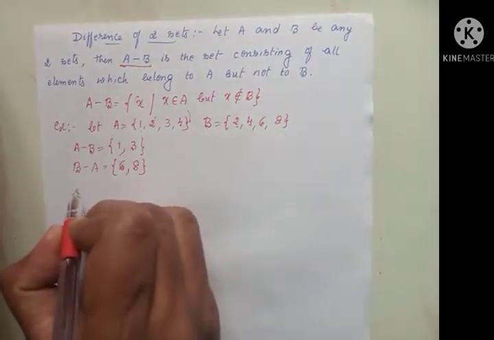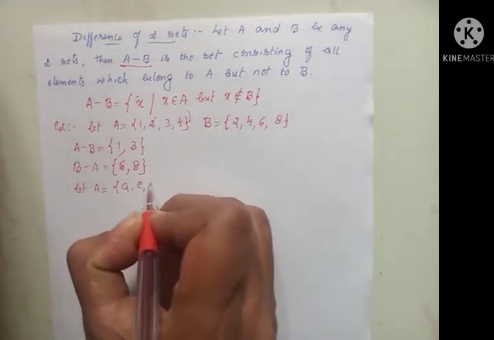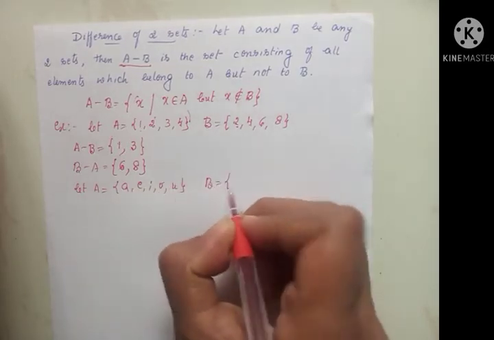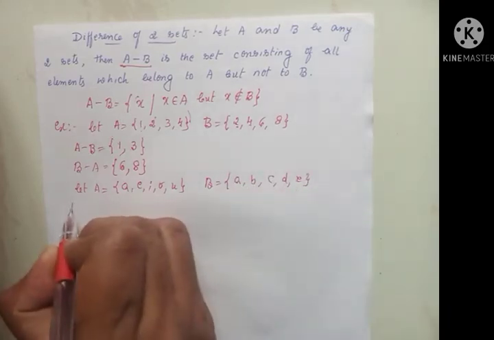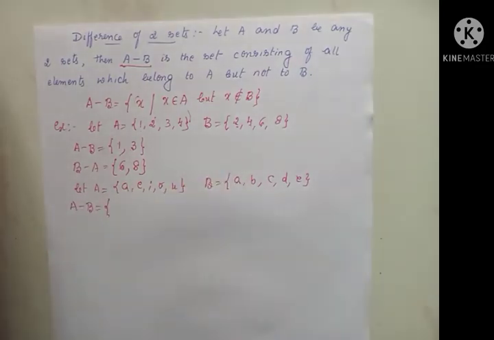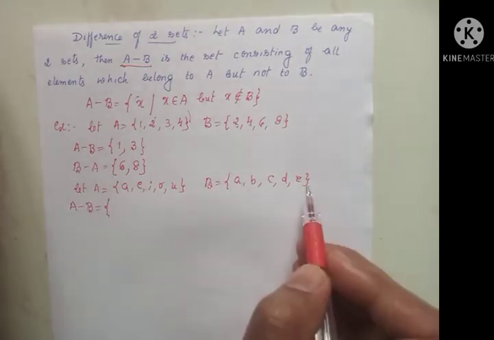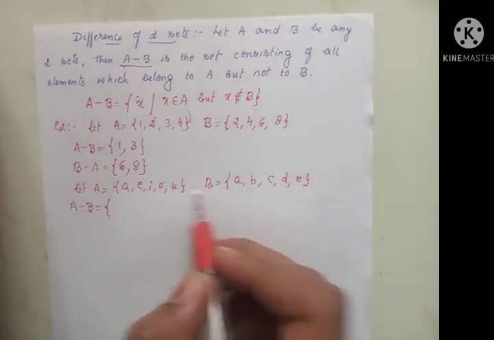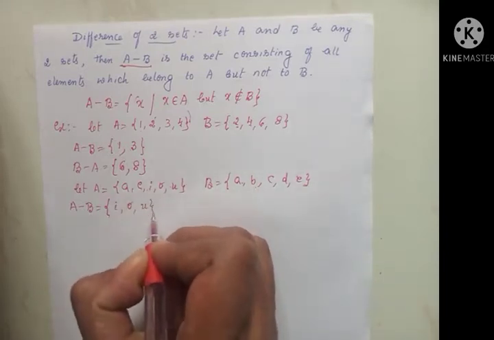I'll take one more example. Let A equal a, e, i, o, u and B equal a, b, c, d, e. So what is A minus B? You have to write all the elements of A which are not in B. So a, that is there, so I can't write it. e, that is also there, I can't write it. But i, o, u I can write because these elements are not in B. So A minus B is i, o, u.